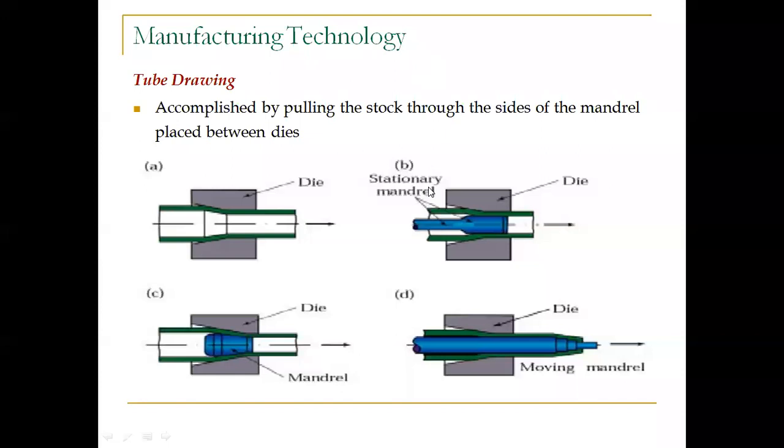Next, this is tube drawing. In tube drawing, the stock is pulled through a die with a mandrel placed inside it. Basically, these are the moving mandrels and these are the stationary mandrels. In the die, there is a reduction of the diameter of the tube. So this is called tube drawing.